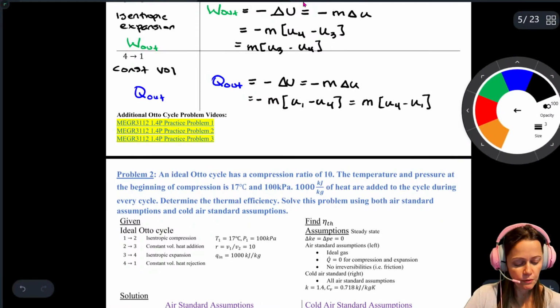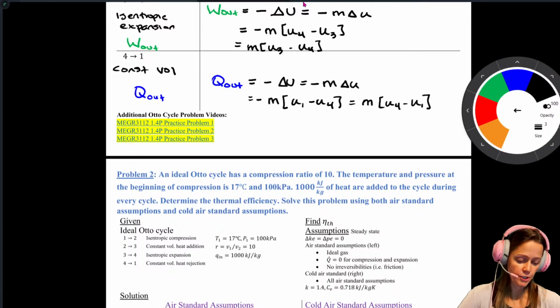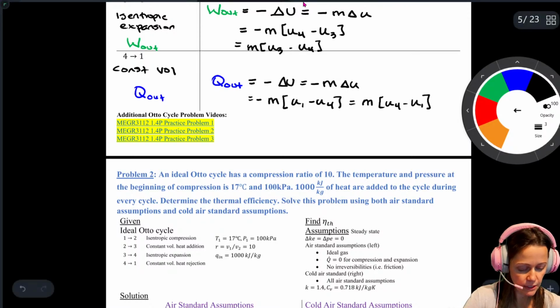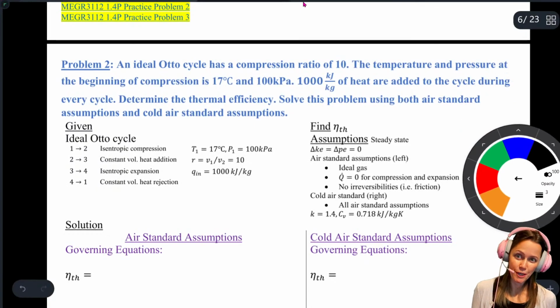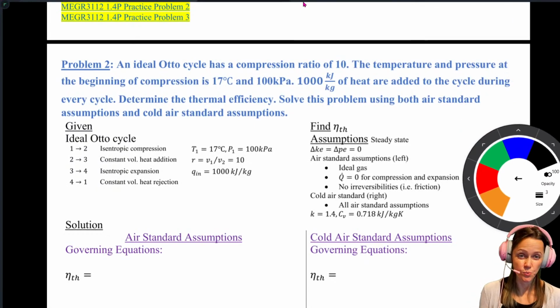All right, so we've got an ideal Otto cycle that has a compression ratio of 10. A lot of time in class is typically spent writing down the given, find, and assume for all these problems. What I've done here is write that down for you, but keep in mind that's going to be up to you to do. So I've got an ideal Otto cycle, and just for my own sake, what do I mean by T1? What is 1, right?